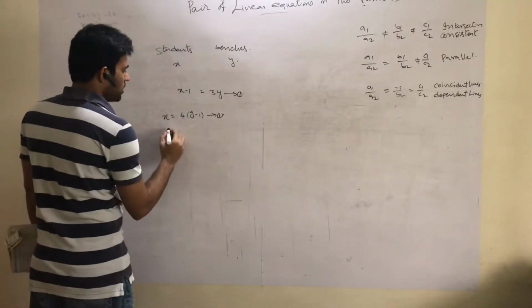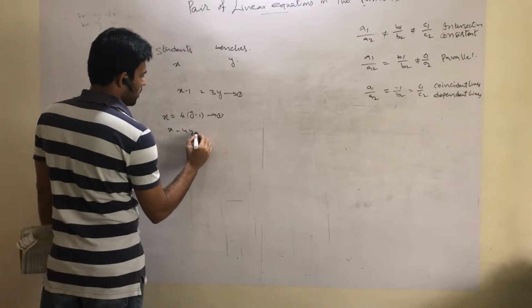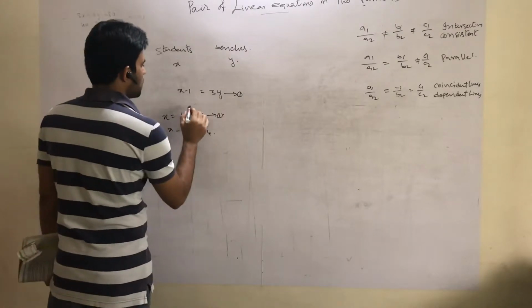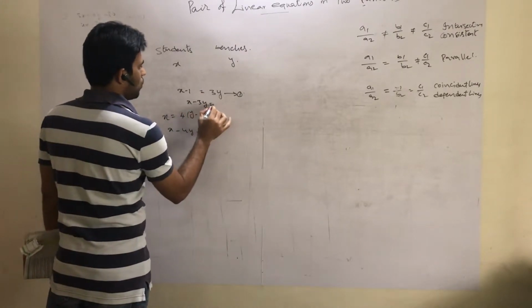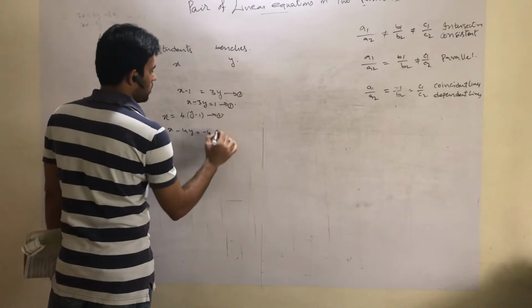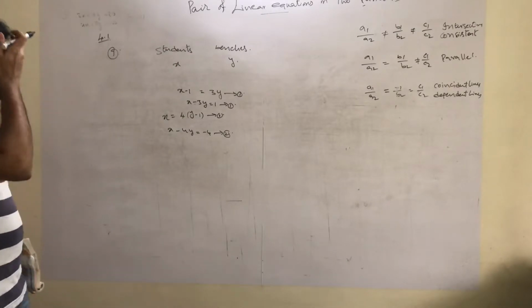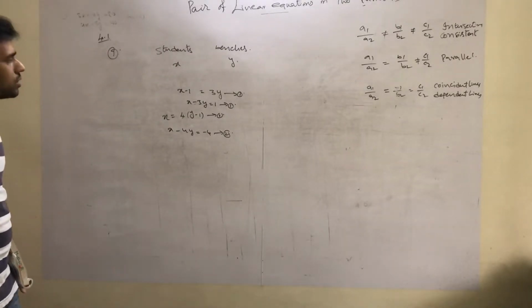And now if you simplify this equation, x minus 4y equal to minus 4, right? And similarly this equation becomes x minus 3y equal to 1. So this is equation 1 and this is equation 2. Okay? So now x minus 3y is 1, x minus 4y equal to minus 4. These are the two equations.